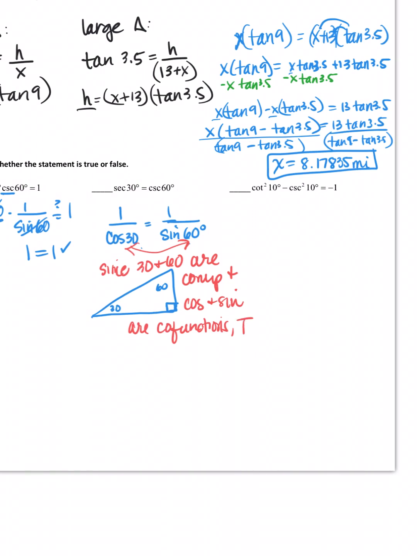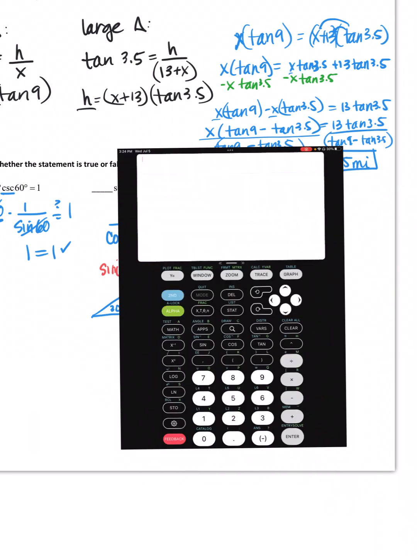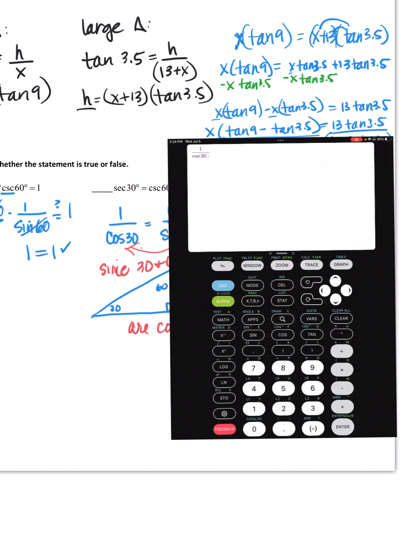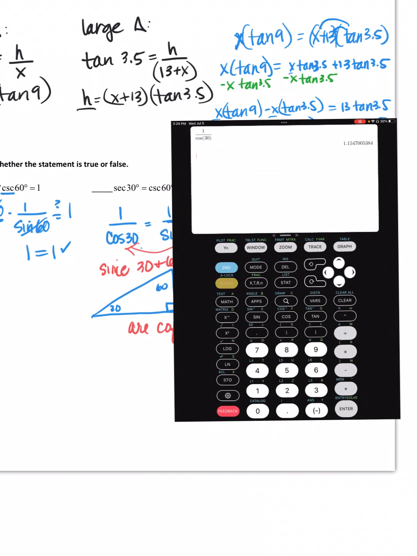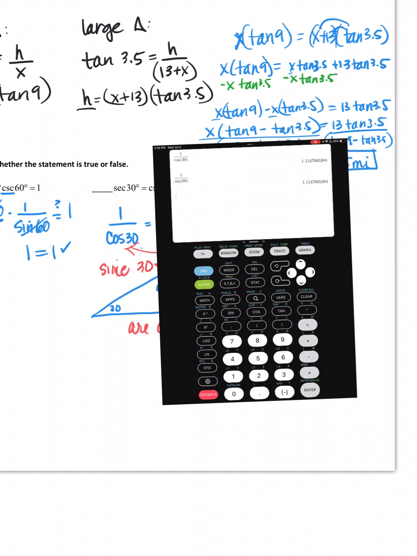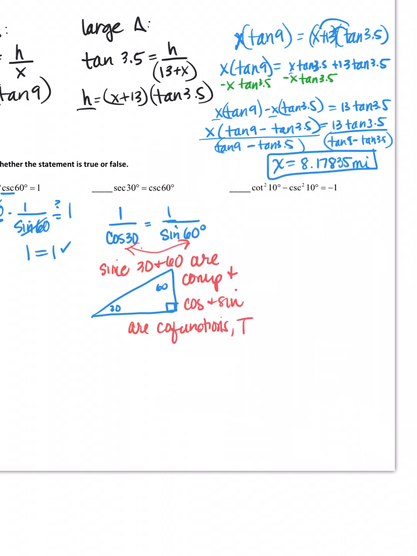Now, you can test it out with your calculator, just to show you. We're going to make sure when we do this that you're in degree mode. So this would be 1 over the cosine of 30. And we do the same thing, but this time with sine, 1 over the sine of 60, the complementary angle. And look, we get the same number. So it is a true statement. You can use your calculator to validate that. All right, let's look at the last one.